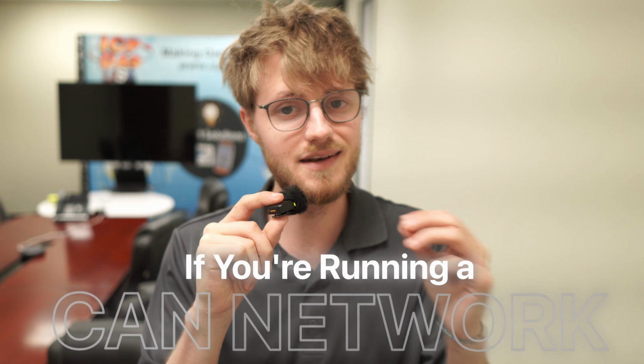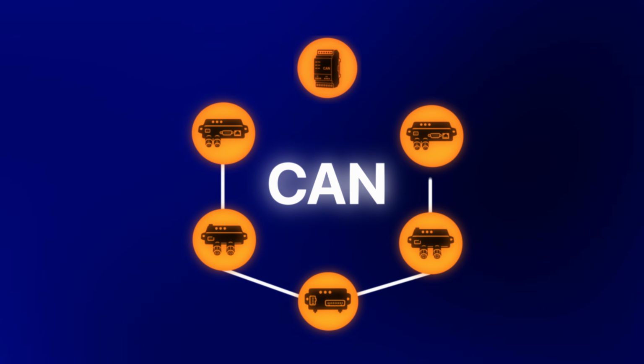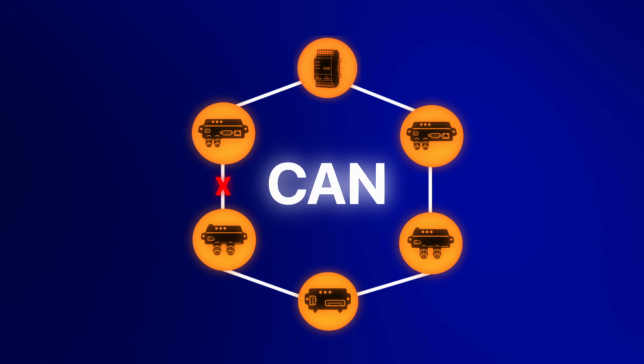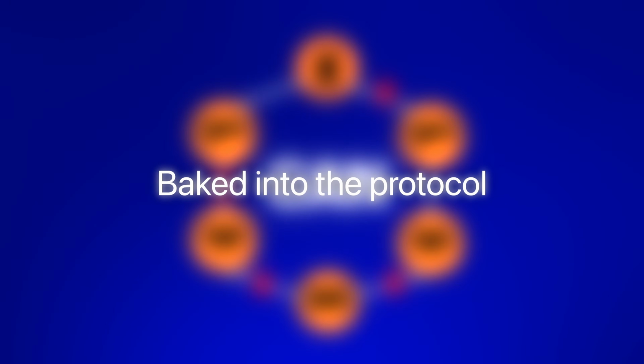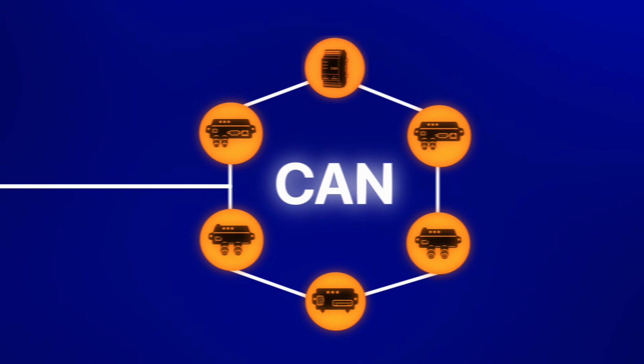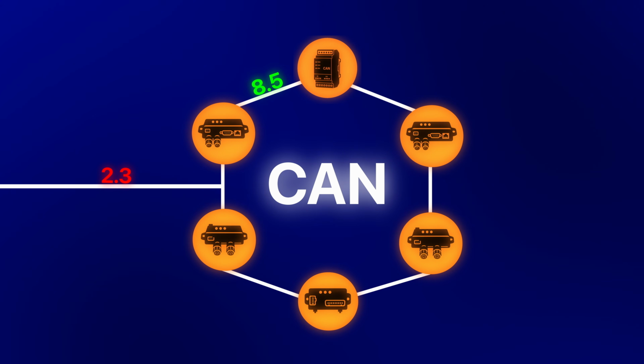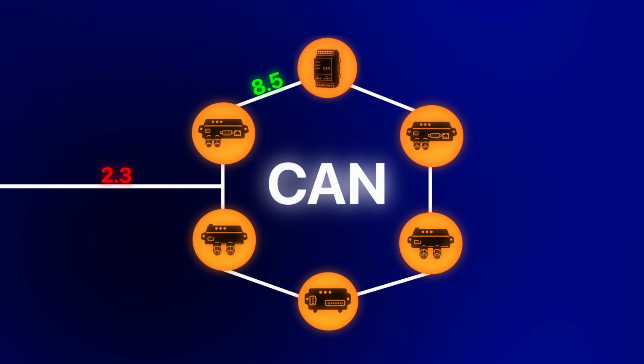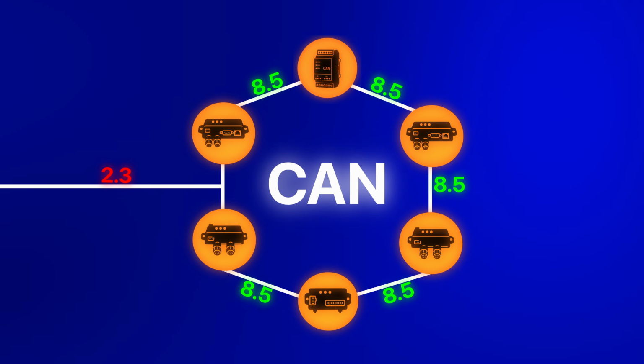If you're running a CAN network, you've probably already run into the same handful of limitations that come baked into the protocol. Extending your network further away usually means dropping your baud rate for the entire bus, and if you've got one section that needs to run faster than another, CAN doesn't really give you a way to do that since everything shares one common rate.